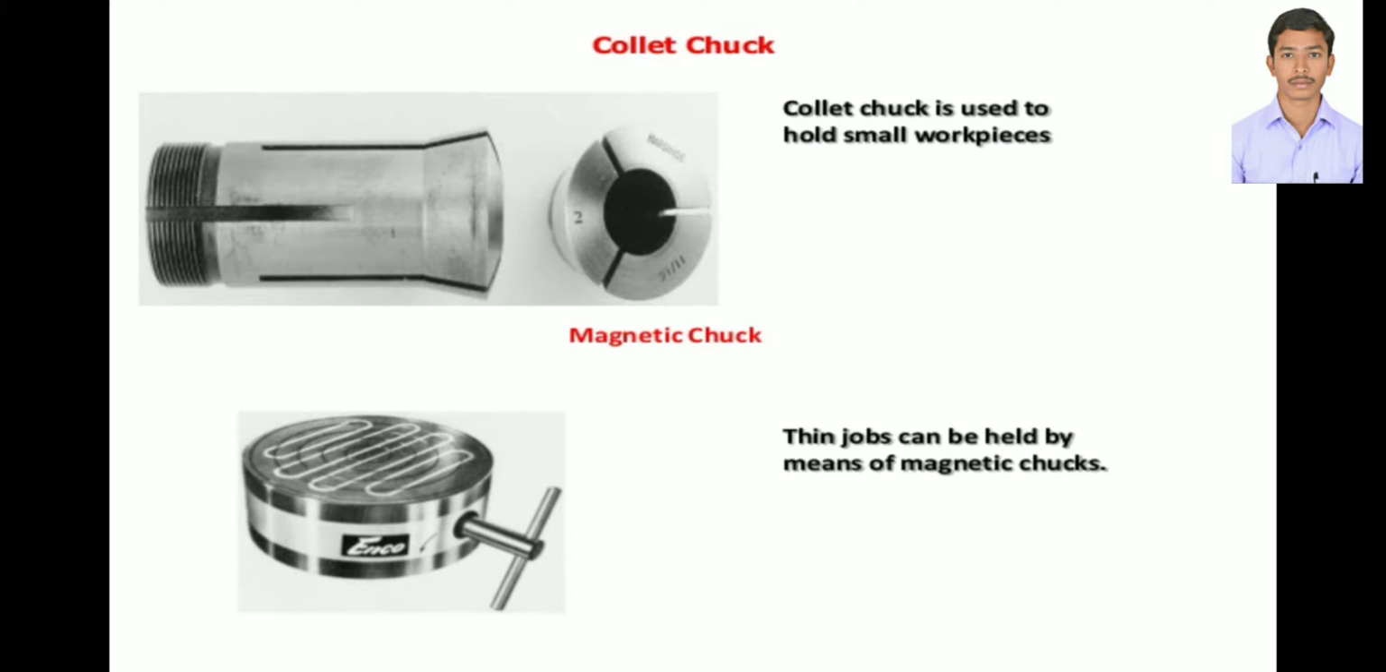And there is also a collet chuck, and a magnetic chuck is also provided on the lathe machine. So you can see what a collet chuck is. A collet chuck is used to hold small workpieces. It is mainly used to hold small workpieces on the lathe machine, and thin jobs can be held by means of magnetic chucks. So a thin amount of material should be held on the workpiece by using magnetic chucks on the lathe machine.